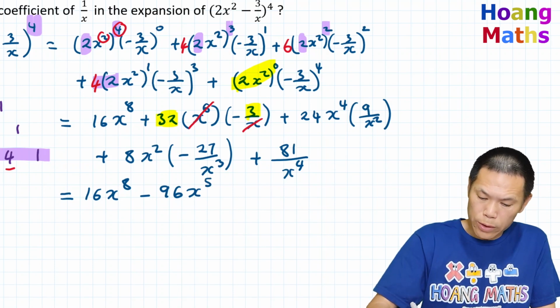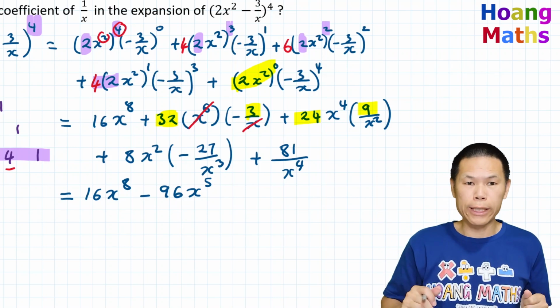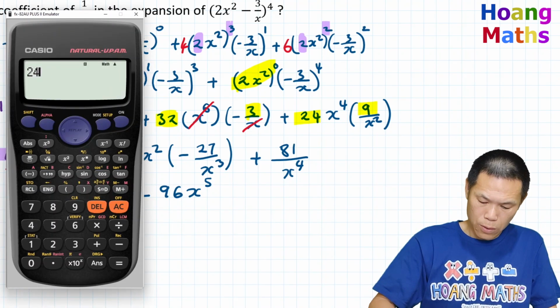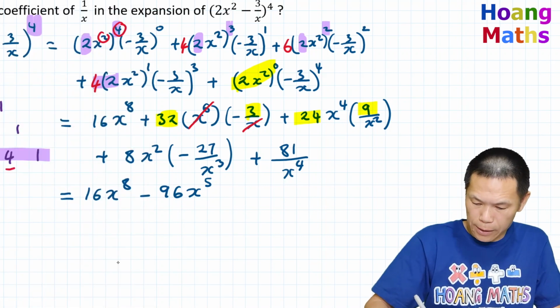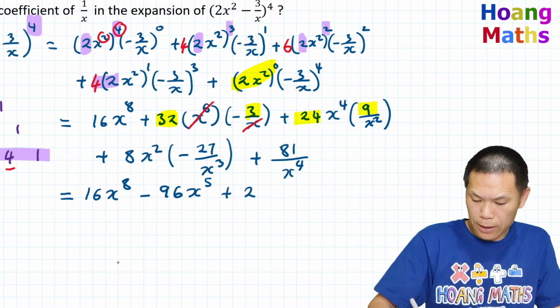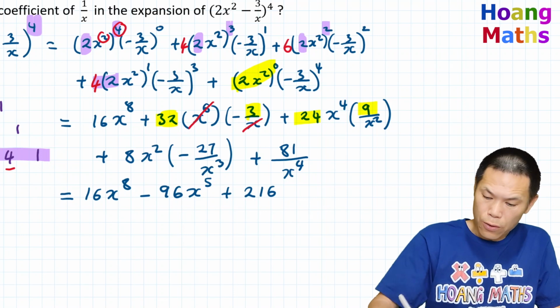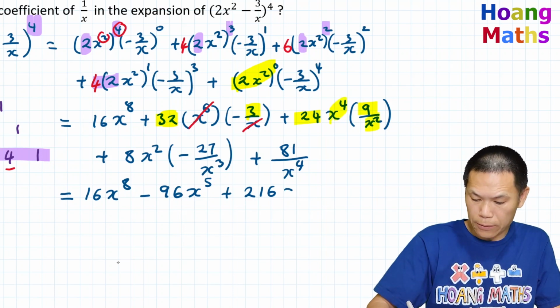Then we have 24 times 9. So let me just work out by using calculator. So I just go 24 times 9. 216. So plus 216 and x power 4 we divided by x squared should give me x squared.